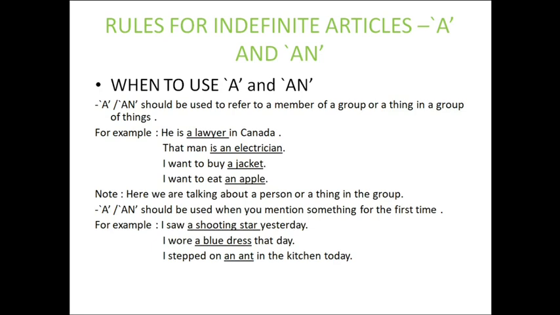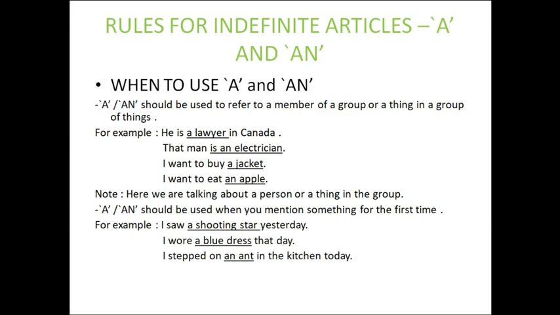There are some rules for indefinite articles and their usage, a and an. Now, when should we use a and an is the question that comes to your mind. So here's the answer. A or an should be used to refer to a member of a group or a thing in a group of things. For example, he's a lawyer in Canada. Now here, I'm talking about a lawyer in a group of lawyers. So I'm saying he's a lawyer in Canada.